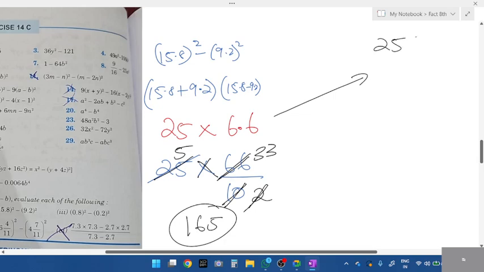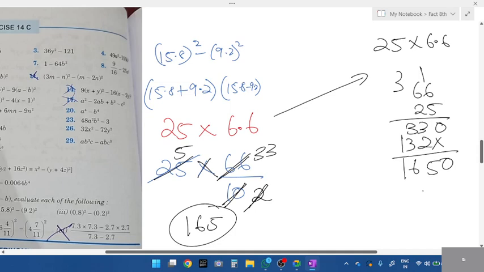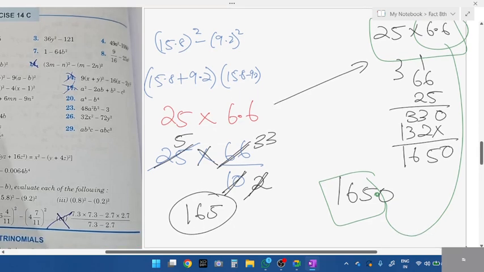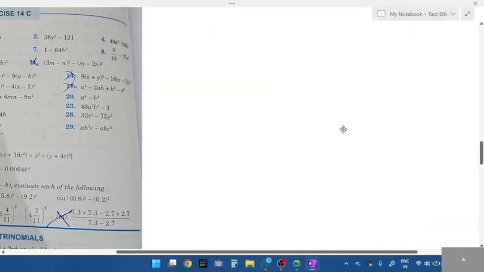If not, the other way, 25 into just 6.6 is given. Remove the decimal and multiply. 5 6s are 30. 5 6s are 30 and 3. Right? 2 6s are 12. 2 6s are 12, 1 is 13. 0, 5 6s, 1. What are we getting? 1650, right? How many decimal numbers are there? Total how many decimal numbers? One decimal number. Place that one decimal number. 165. Fine. Use any method, but make sure you get the answer right. Calculation should be correct. Shall we try the next one?